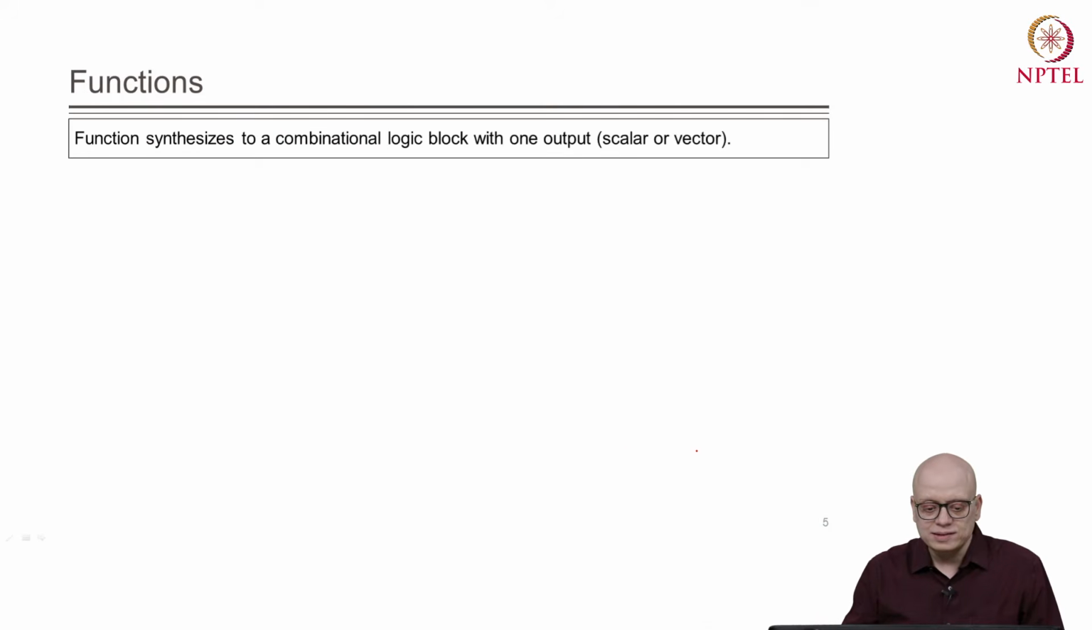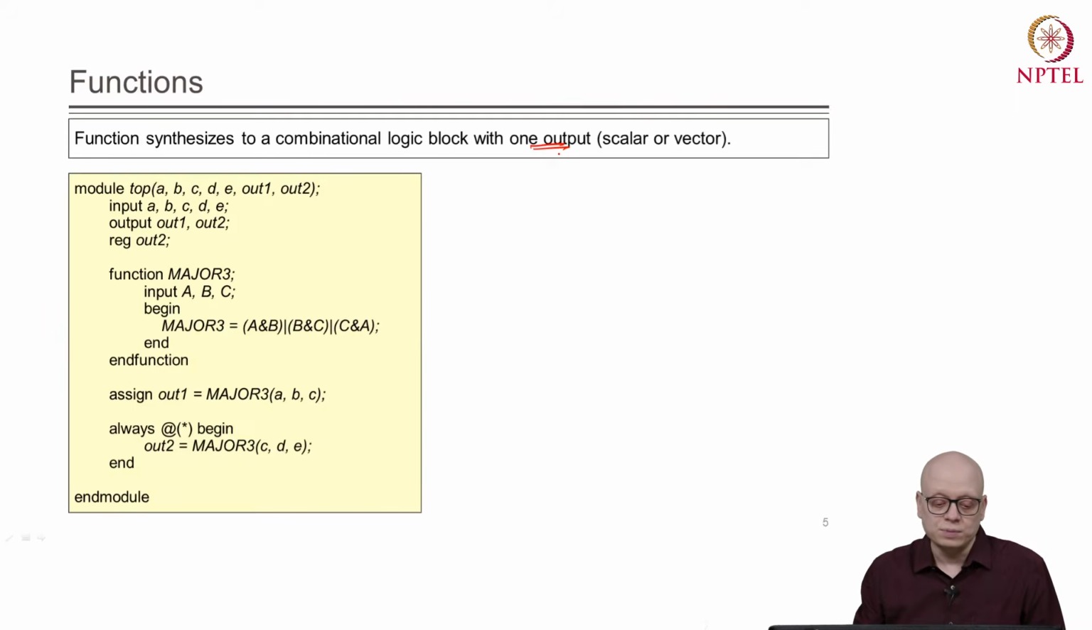Now, let us look into how functions are synthesized. A function synthesizes to a combinational logic block with one output, and that output can be a scalar or a vector depending on what the function is returning, whether it is returning a scalar value or a vector value. So, let us take an example.